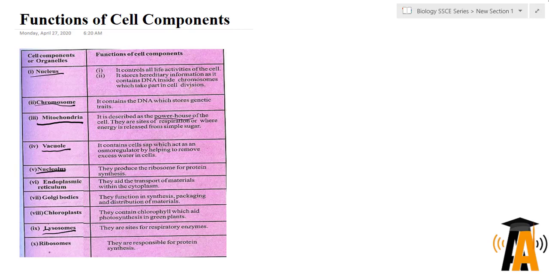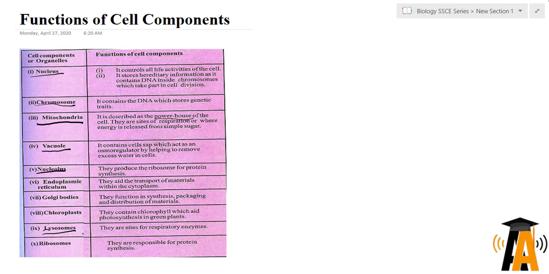Then lastly here we have the ribosomes. They are responsible for protein synthesis. Remember, ribosomes you find on the rough endoplasmic reticulum we talked about in the previous slide. So their function is to synthesize protein, which is needed in the cell. Alright, so that will be it basically for today's class.